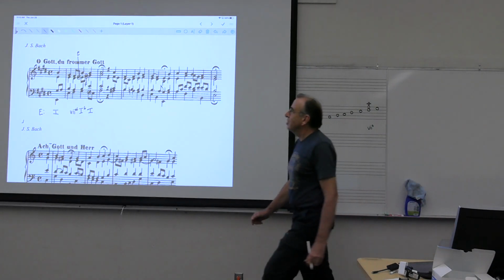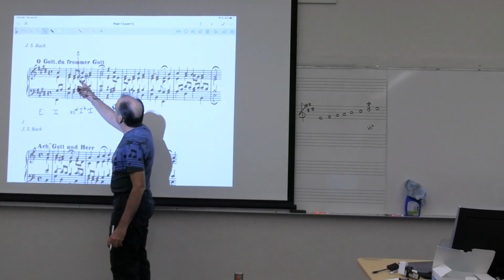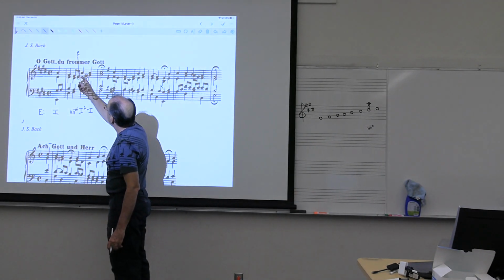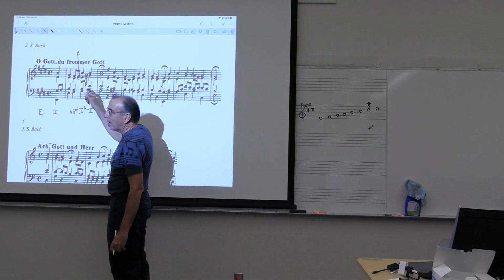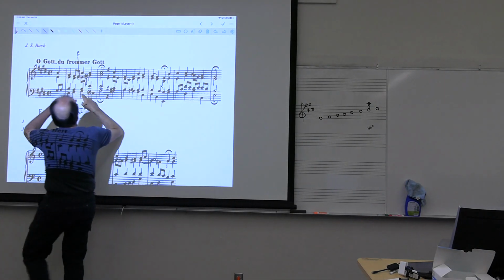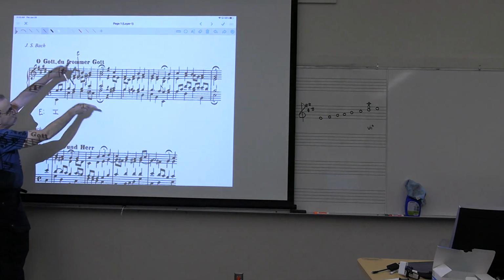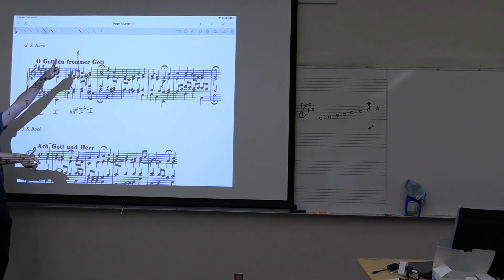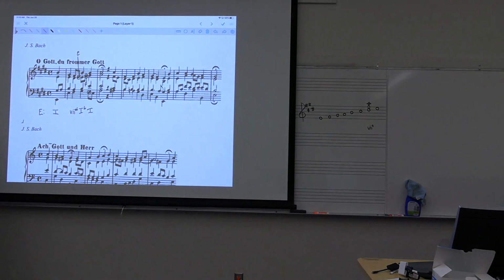Well, it's a passing tone, just like the other one. Here we go: E, F sharp, G. Here we go: G, F sharp, E. It's just backwards of that. And in fact, the alto and bass voices are kind of going with that, right? They're just moving apart from each other.